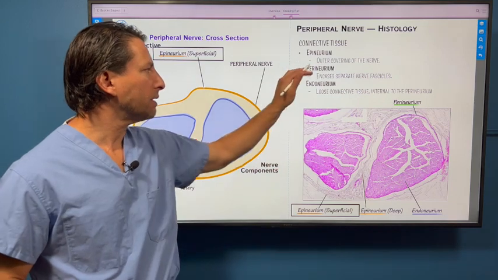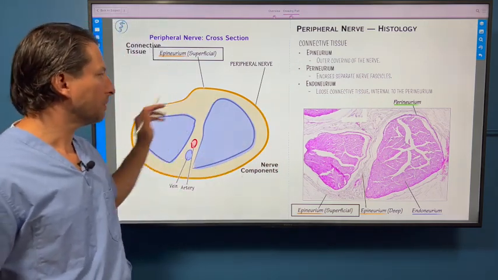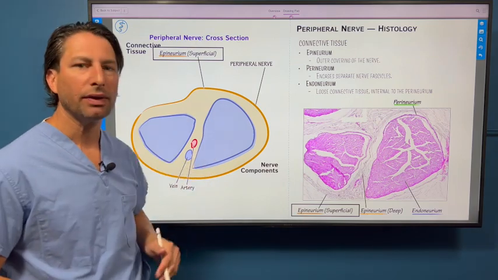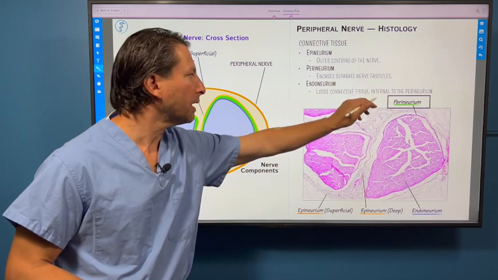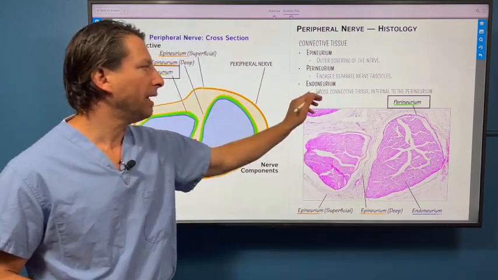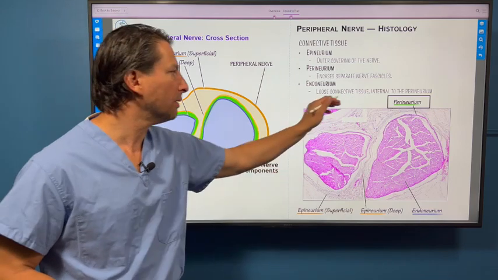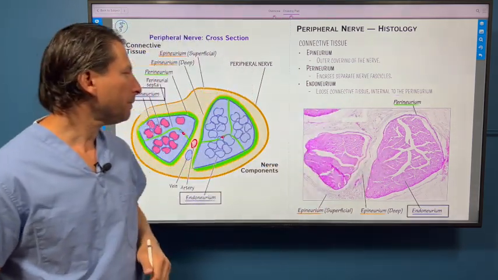So from a connective tissue standpoint, the terms we'll look at are epineurium. This is the most superficial outer covering of the nerve. And then perineurium, which encases separate nerve fascicles. And then endoneurium, which is this loose connective tissue internal to the perineurium.